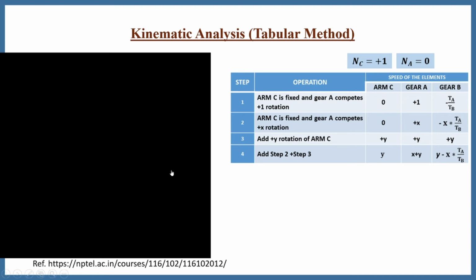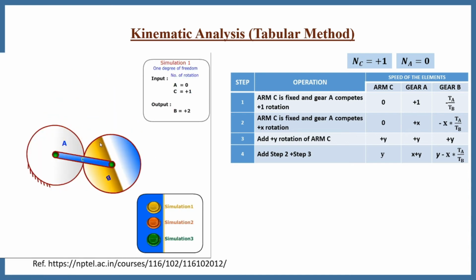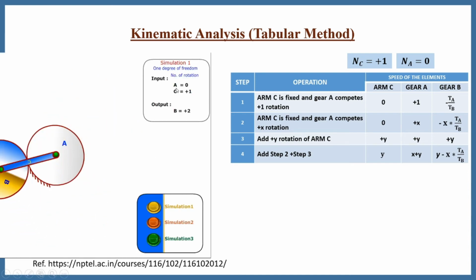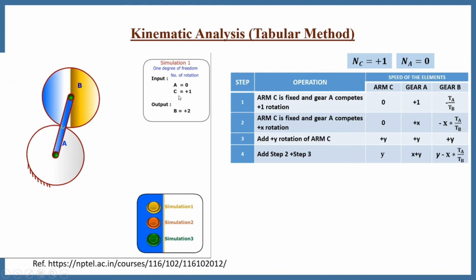Now we'll consider some cases of this simple epicyclic gear train. This is one gear train in which input A is fixed, that means gear A is fixed, and arm C completes the +1 rotation, and we have to find out the rotation of gear B. In this case, the rotation of gear B is equal to 2, that we have to check using this tabular method. NC is equal to 1, the speed of this arm is equal to 1, and the speed of gear A, which is fixed, that's why NA is equal to 0.